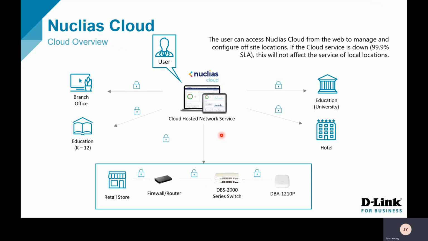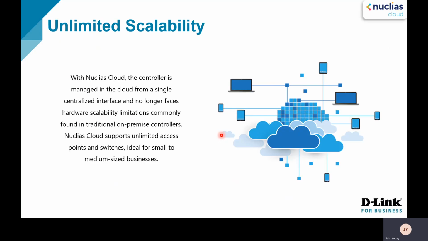So for Nuclias Cloud, we will be able to manage all the project sites very easily, and we ensure that we have 99.9% SLA. But in case our cloud services is down, all the services, for example, the AP and switch, will still carry on working. Don't need to worry.